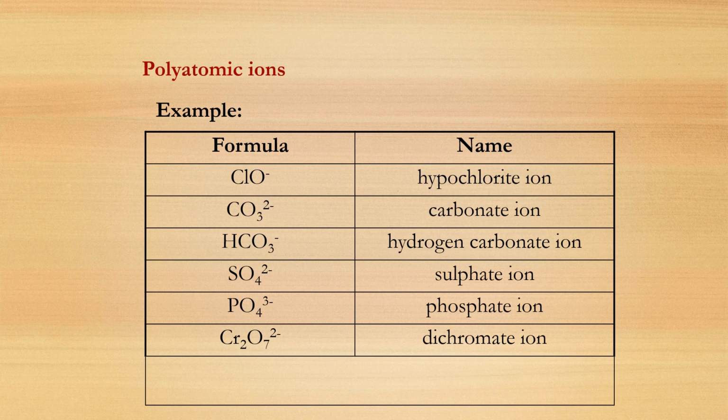This table shows some examples of polyatomic ions. Some of the ions are hypochlorite ion, carbonate ion, hydrogen carbonate ion, sulfate ion, phosphate ion, and dichromate ion.